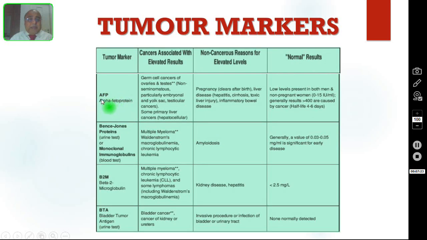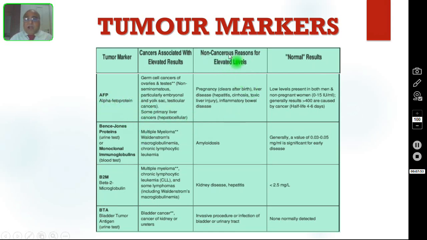So to begin with, alpha fetoprotein. It is elevated in germ cell cancers of both ovary and testis, especially non-seminomatous tumors, particularly embryonal and yolk sac tumors, and testicular cancers. In some primary liver cancer, that is hepatocellular carcinoma, the AFP is also increased.